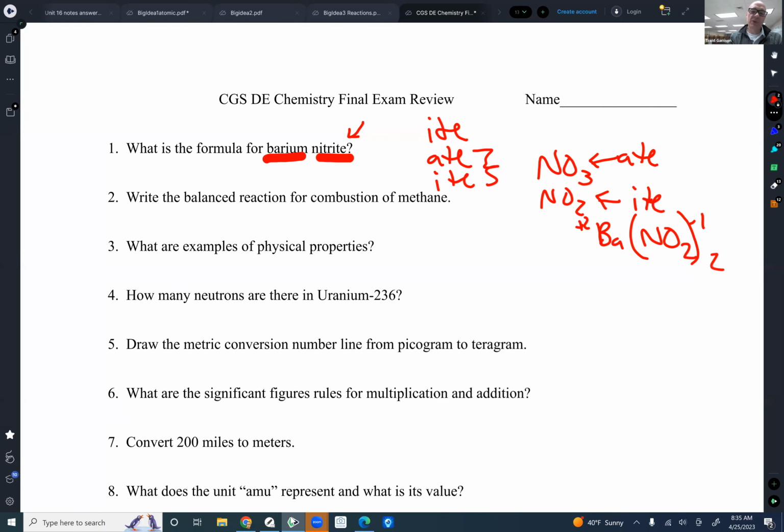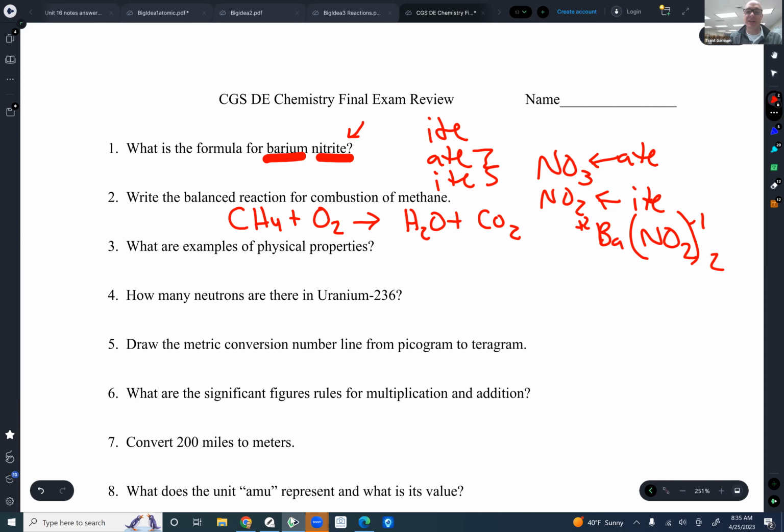Balanced reaction for combustion of methane. Methane is CH4. Combustion means it has oxygen. All combustions produce water and carbon dioxide. To balance this, we're going to need to put a 2 in front of the water to give us 4 hydrogens on the right, matching the left. But now I've created a problem with my oxygens having 4, so I need to put a 2 right there.